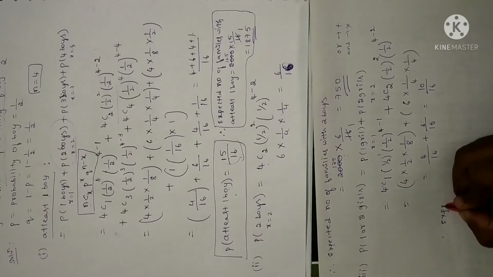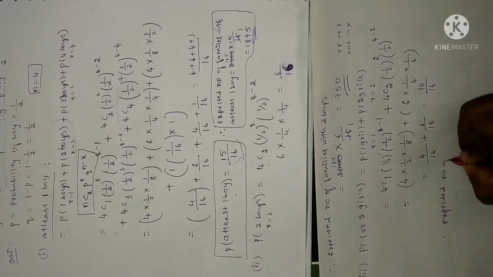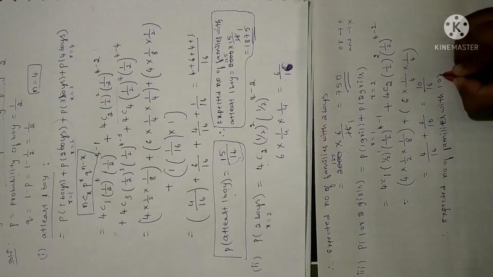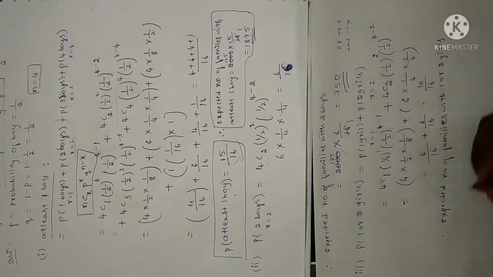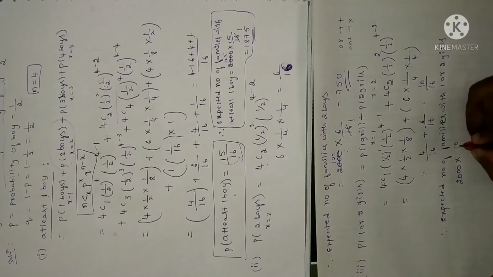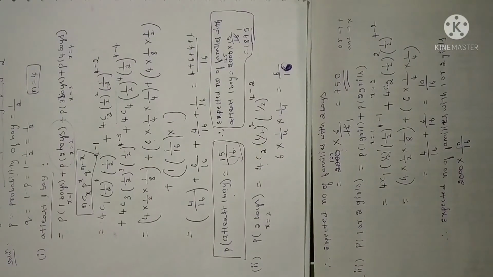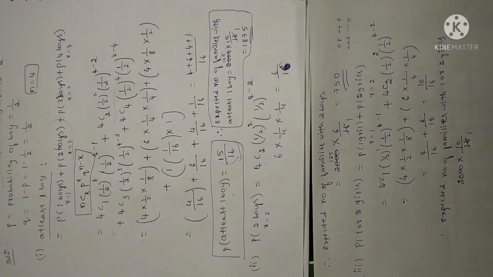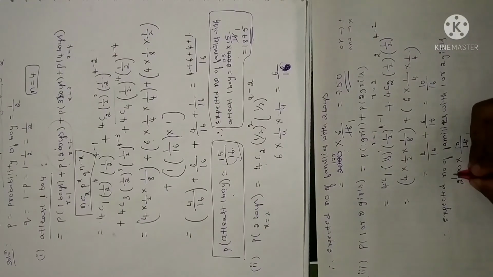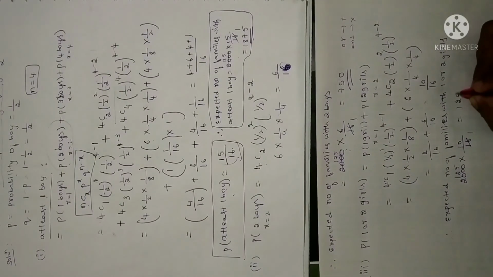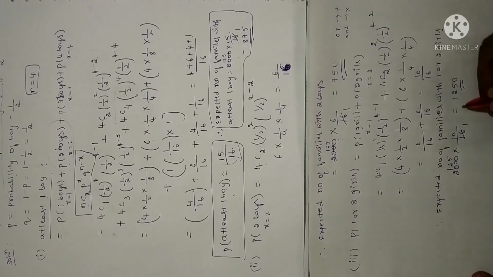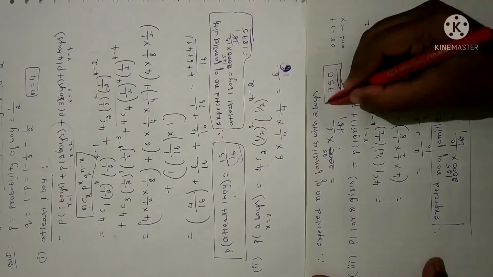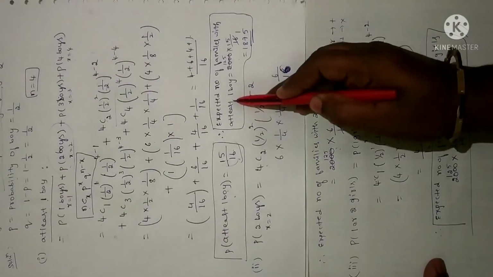But we need to calculate expected, right? Therefore, expected number of families with 1 or 2 girls. So you have to multiply it with 2000. Why? Because in the question it is given that there are 2000 families. Now let me multiply. After simplification you will get 16 125s. So you will get 1250. So this is the required solution for the third sub question. Clear? So this is for the second sub question. Fine. This is for the first sub question.